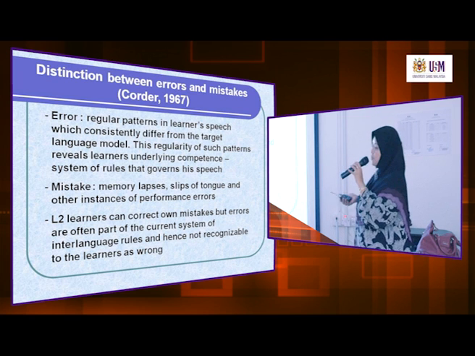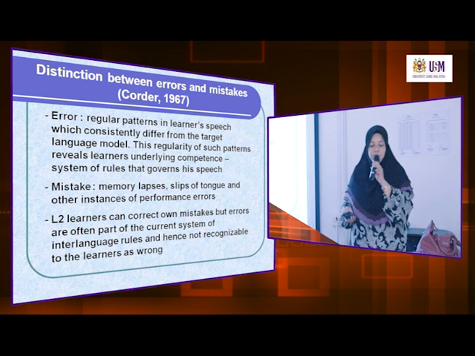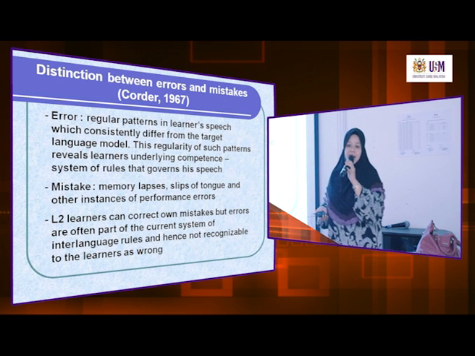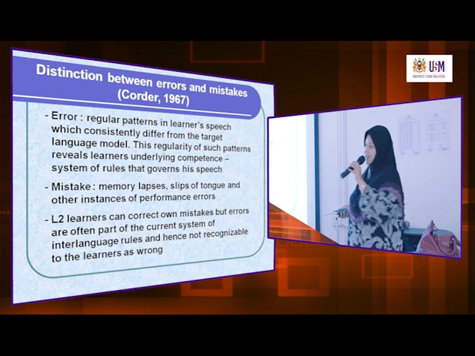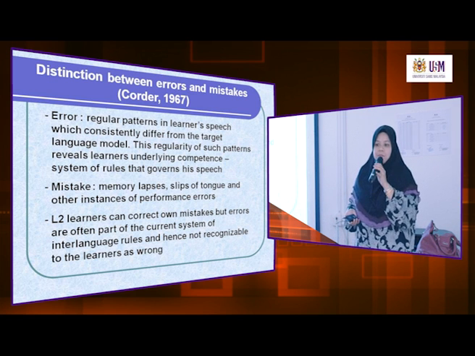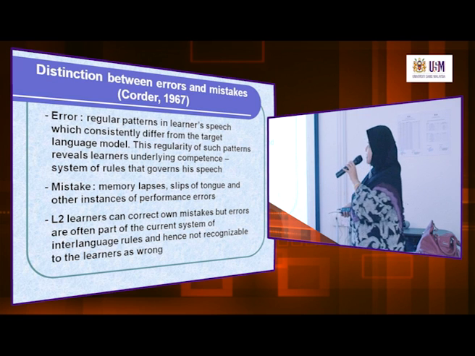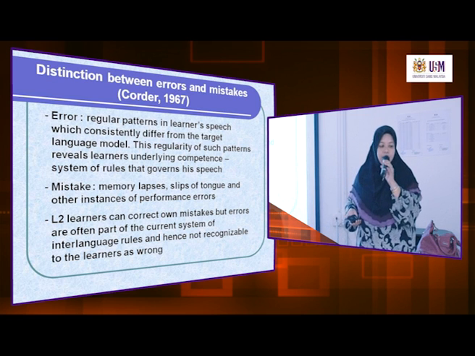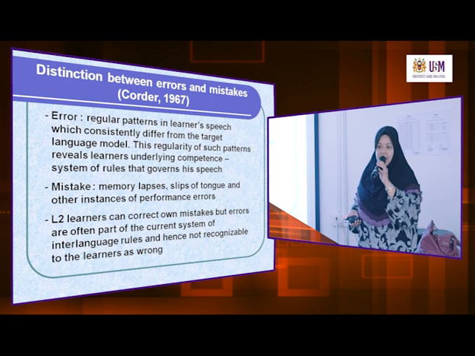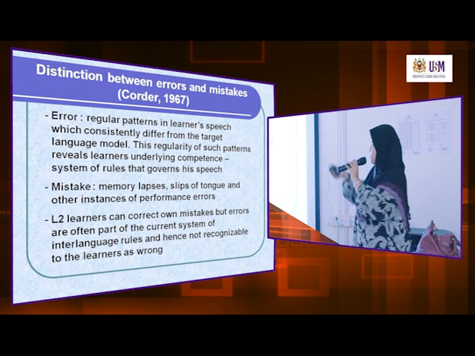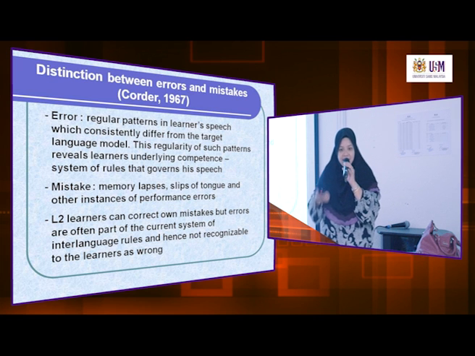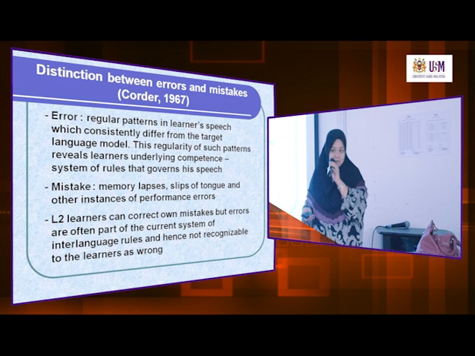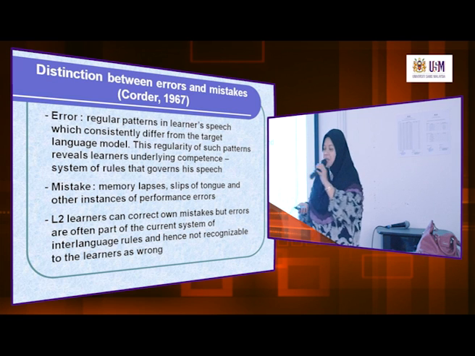So, if you look at the two definitions, which one is more pressing to be corrected? Which one is more important to be corrected? Errors or mistakes? Errors. Because errors are the system of rules. If you get the system right, you will get it right. If the system is wrong, then you will make errors. Mistakes are just memory lapses. Slips of the tongue, as I said just now. Mouses instead of mice. Still okay.